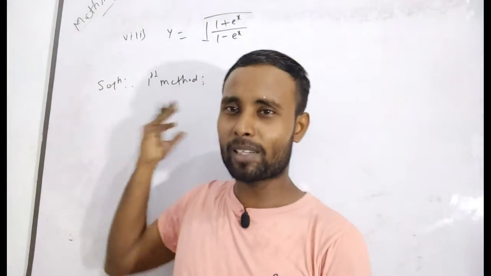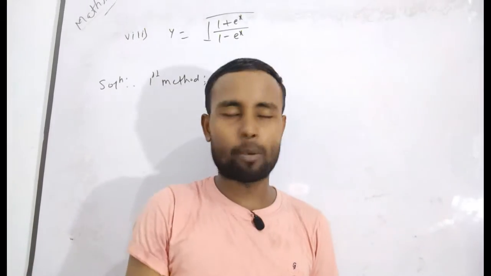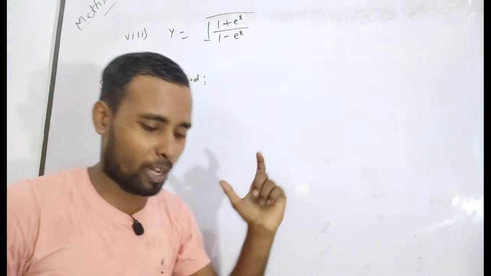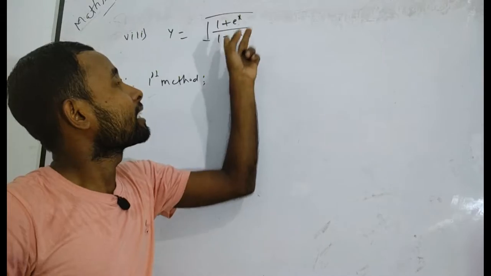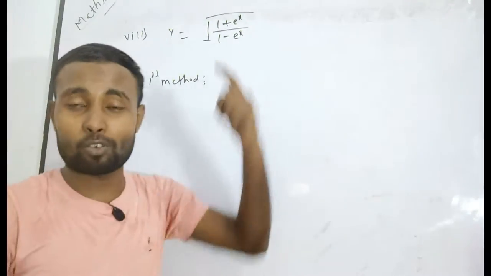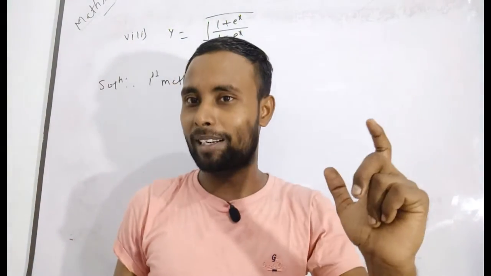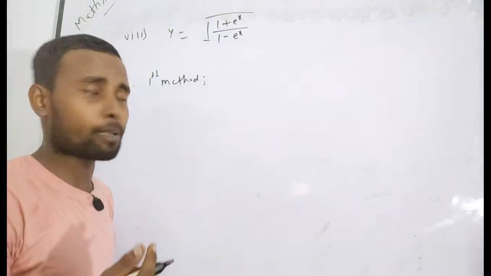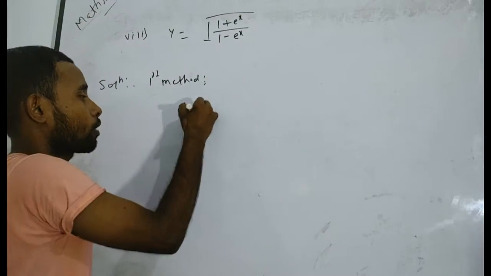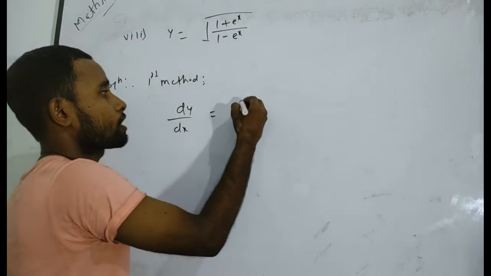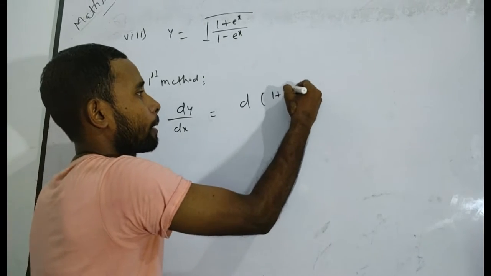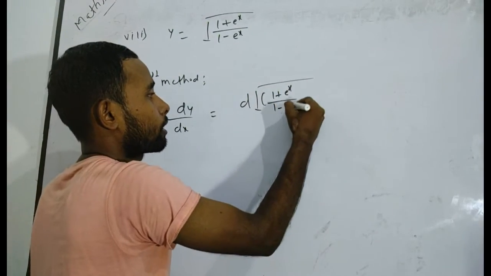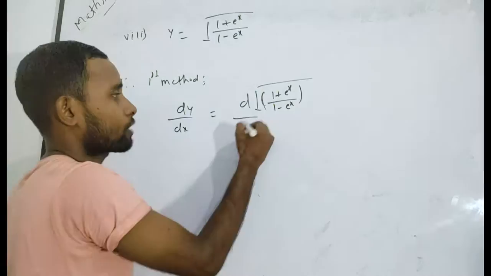Why do we use two methods here? Because this function has some complexity. That means the function is more complicated, with a square root, cube root, or inner parts with two terms in the question. That's why you can use another method. First of all, I will suggest solving this problem by the simplest method. That means you have to differentiate both sides, dy/dx, with respect to x of 1 plus e to the power x divided by 1 minus e to the power x, all under a root.